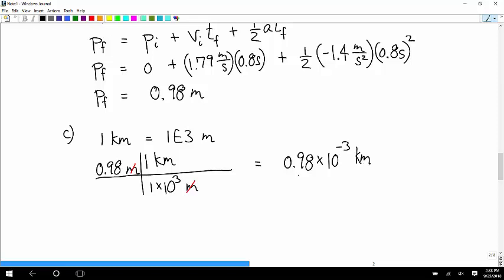And then if I make the magnitude of 0.98 bigger for scientific notation, I have to make the magnitude of times 10 to the minus third smaller. So I'm going to make this 9.8 times 10 to the minus fourth kilometers.